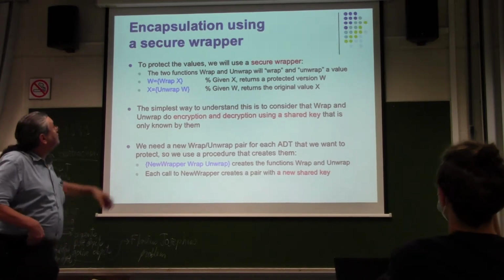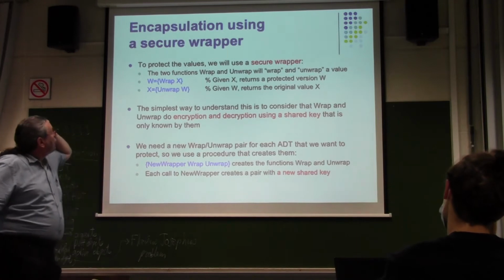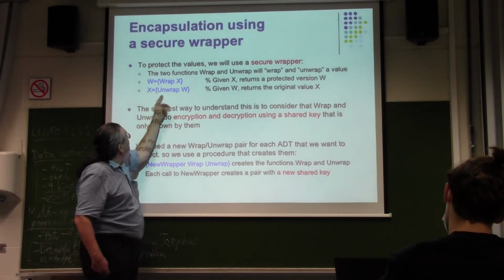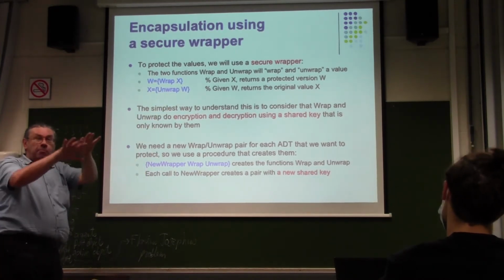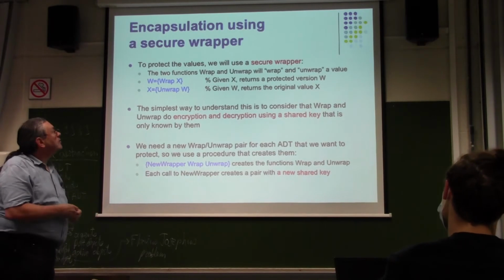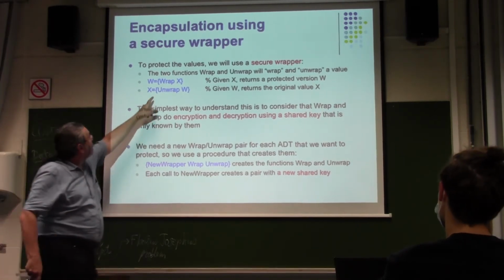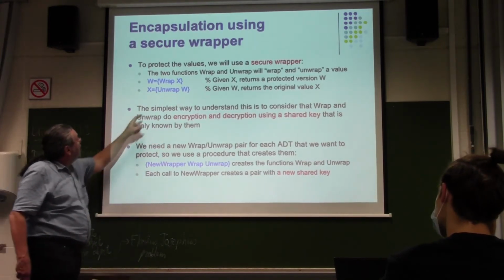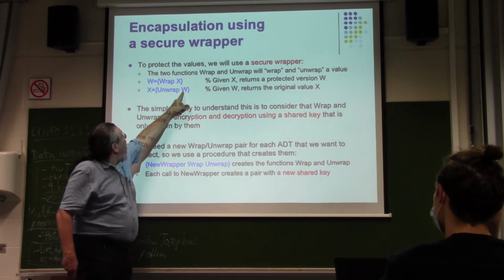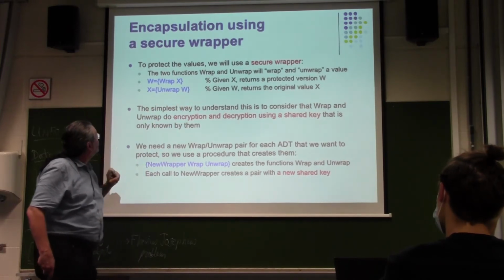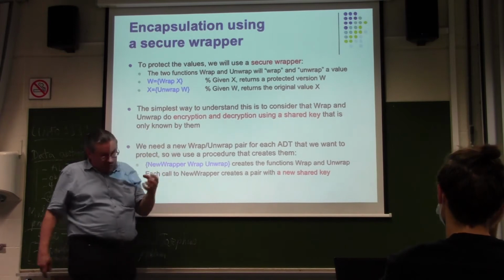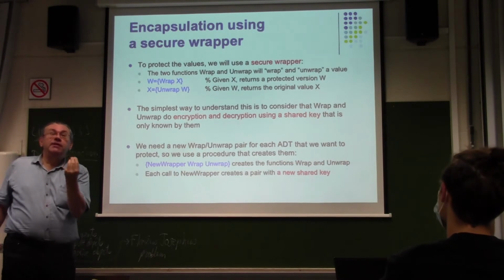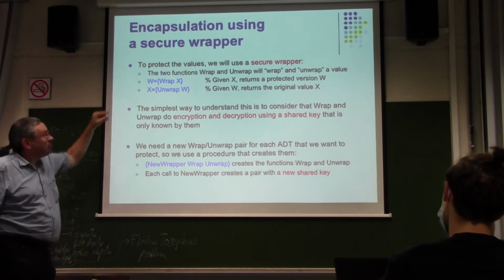So we will define two functions, wrap and unwrap, which you can also call encrypt and decrypt. I say wrap because it's like you're wrapping the value. Wrap is a function that, given a value, returns a protected, wrapped version, and unwrap will take the protected version and return the value. So unwrap and wrap are special functions, and inside wrap and unwrap there's a secret key. Okay, we're going to show how to implement these.